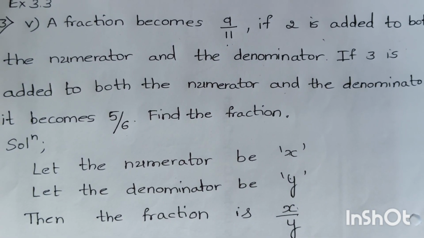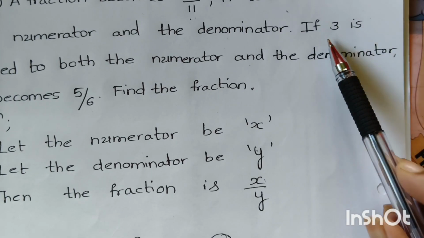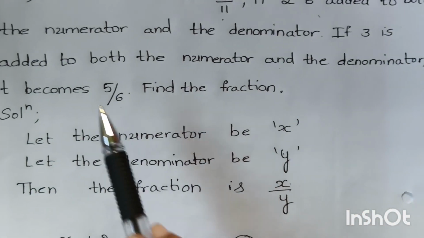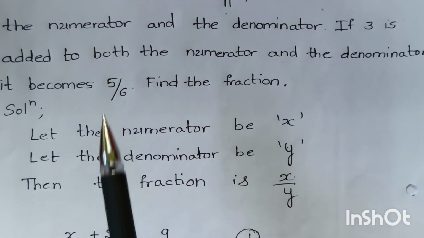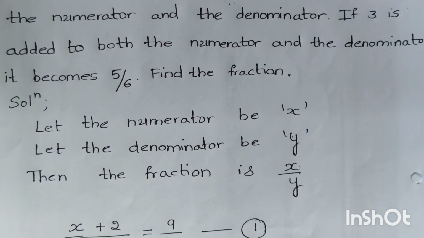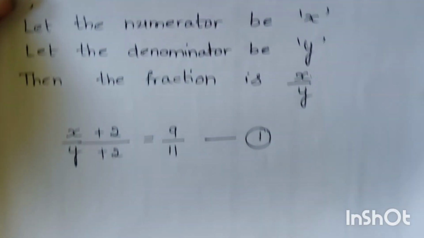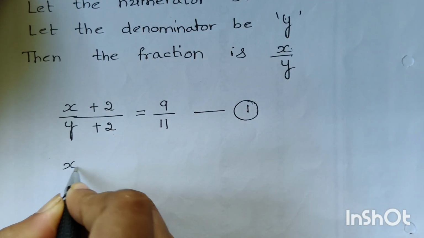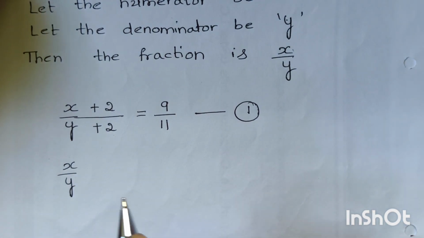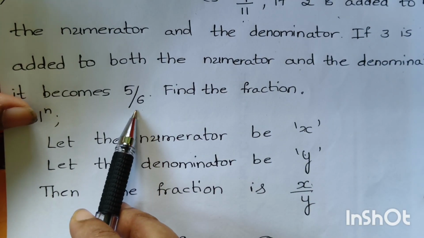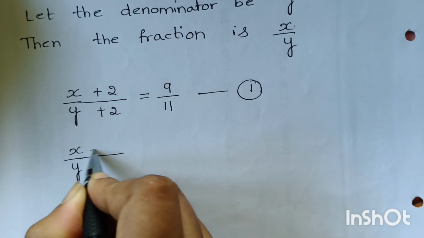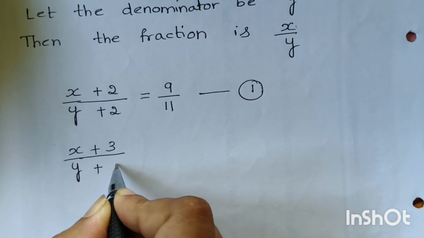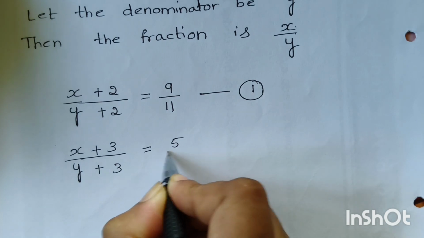Then, now look at this sentence. If 3 is added to both the numerator and the denominator, it becomes 5 by 6. What does it mean? They are saying that the fraction, that is x by y, will become 5 by 6. When will it become 5 by 6? If we add 3 to the numerator and denominator. So let us add 3 to the numerator and to the denominator, so that it will become 5 by 6.